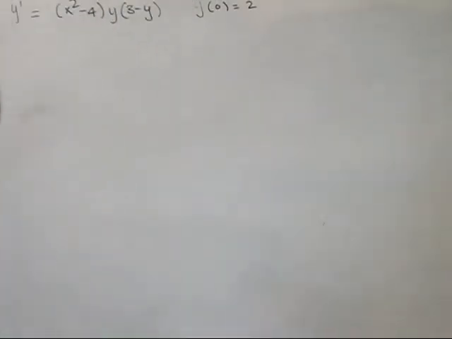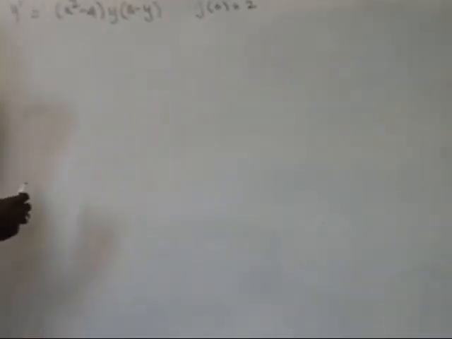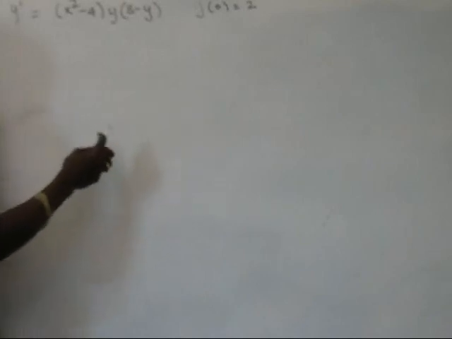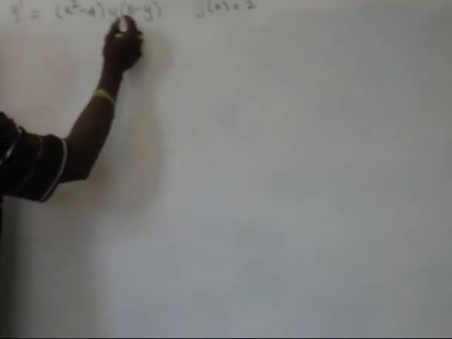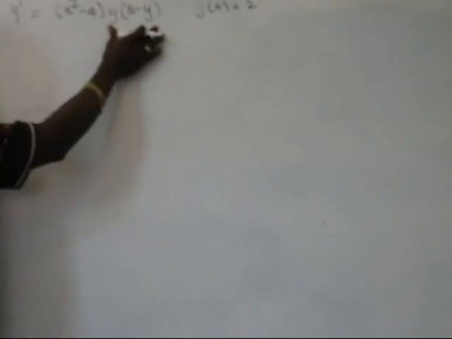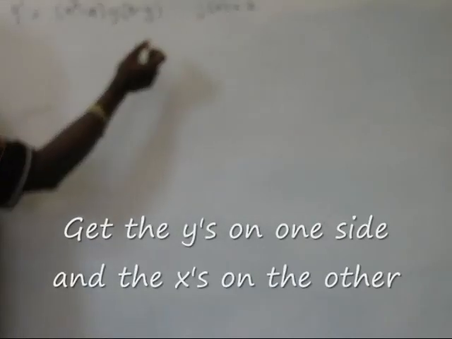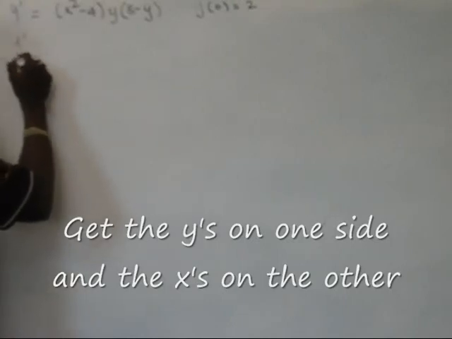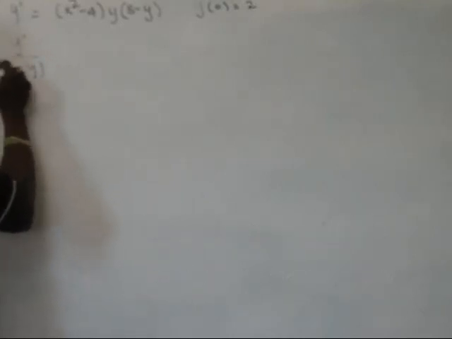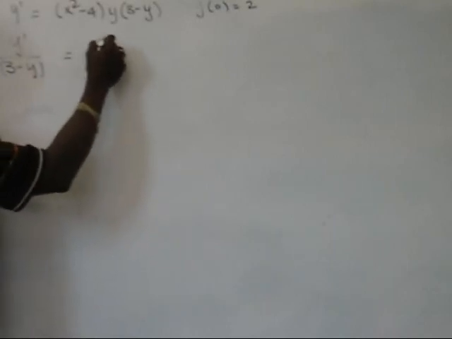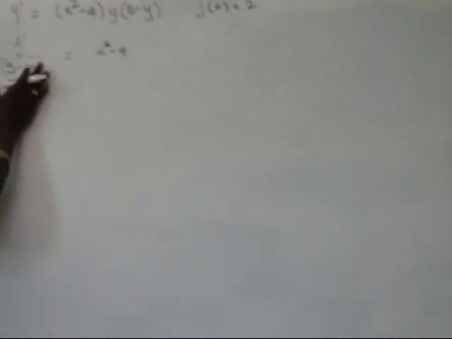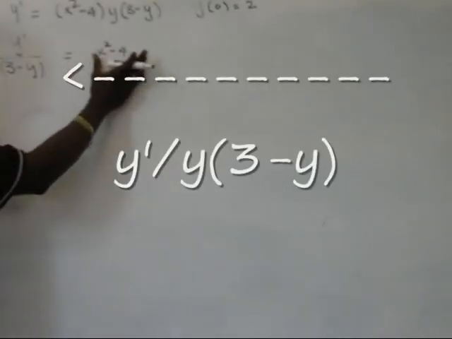Today I'm going to solve the problem I call separation of variables. As you can see, we have variable in X and variable in Y. Basically, we're going to put everything with Y on one side and everything with X on the other side. So to do so, we're going to divide that side by y times (3 minus y). On this side, this is what we're going to have, equal to x squared minus 4. As you can see, we have everything here with y and y prime, and everything here with x.